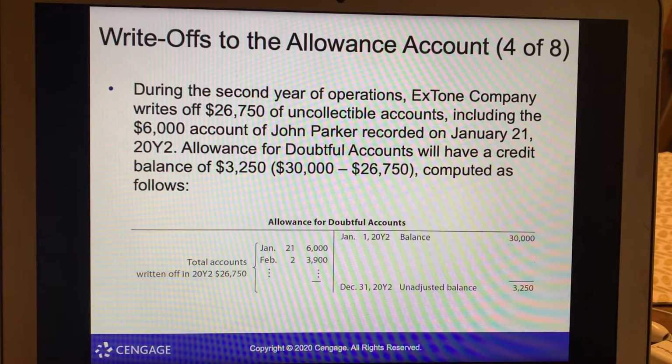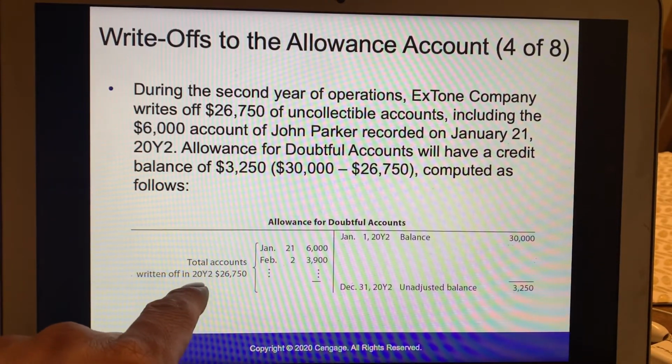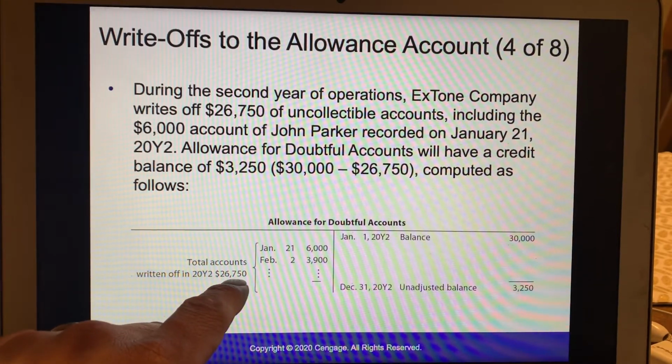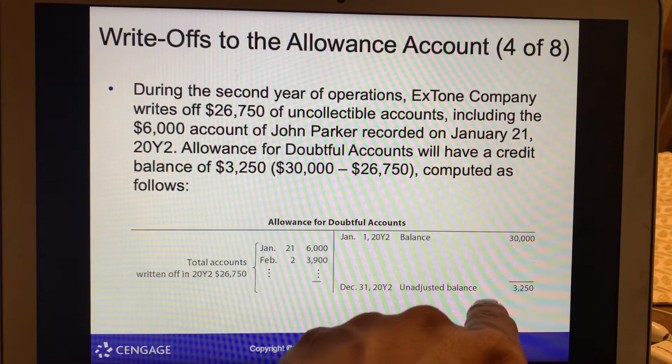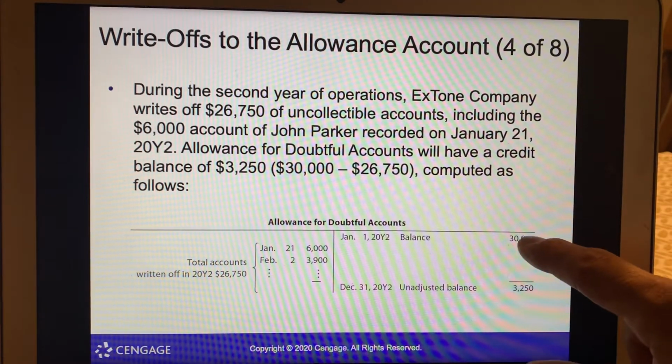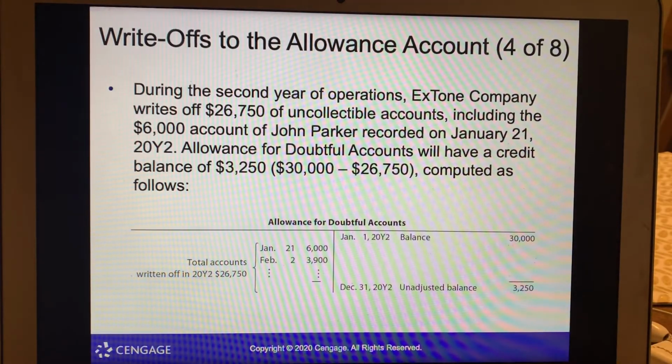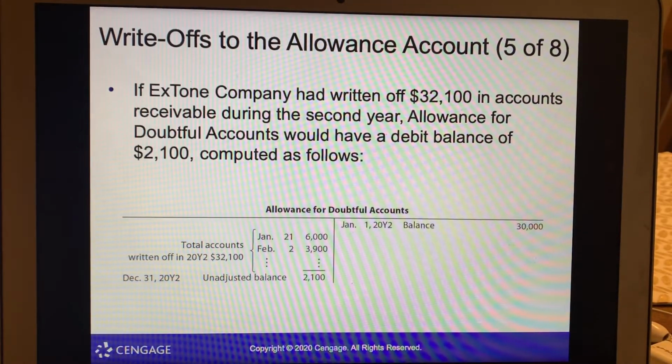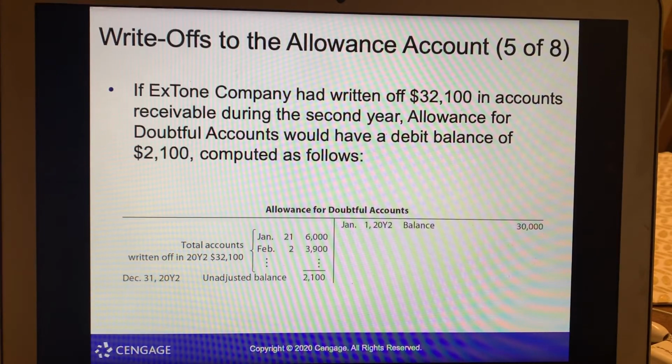So write-offs to the allowance account. Here's allowance for doubtful accounts, so 6,000 and 3,900. The balance at the beginning of the year was 30,000. Total accounts written off in the year was 26,750. So we have an unadjusted balance of 3,250. Okay, so that's our beginning balance minus our write-offs. So here's the unadjusted balance. This is the 30,000 minus the 32,100.